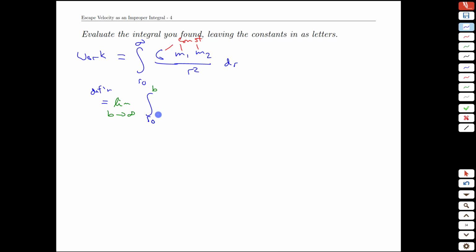We also have r naught, that's fine. We're actually going to slide this over a hair though. And we're also going to bring out front the G, m1, and m2. And that leaves r to the -2 as part of our integral. So the actual integration step is going to be straightforward if we just leave the constants out front. All right, we then keep the limit here. We'll evaluate that last. We keep the constants where they are, and we do the integration step.